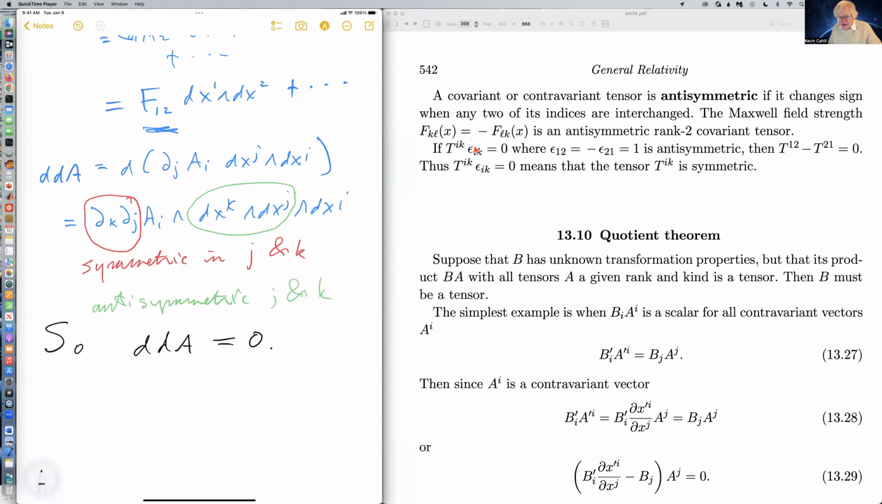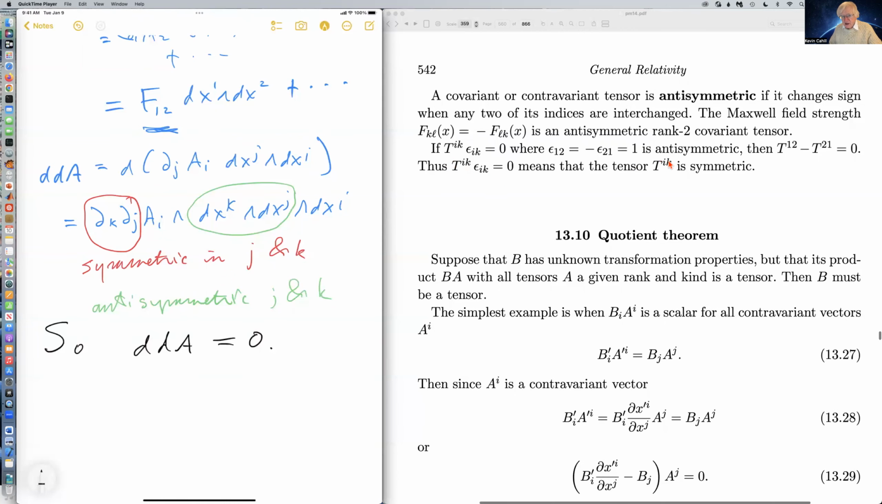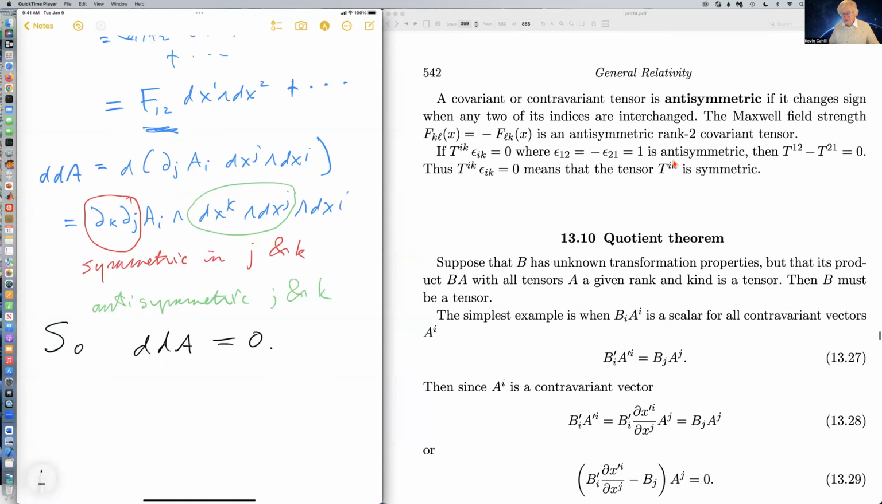So if you've got a tensor that's symmetric and you multiply it by something that's anti-symmetric, you automatically get 0. And equivalently, if you have T^ik epsilon_ik equal to 0, that means that T^ik is symmetric.